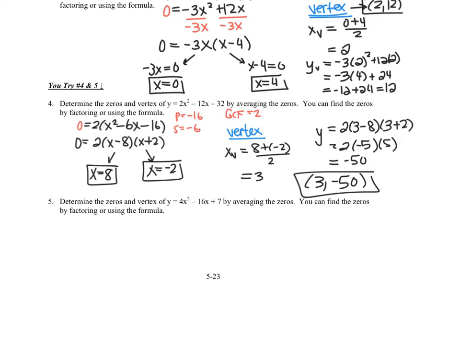Okay, if you got that right and you feel comfortable with averaging the zeros to find your vertex, try number 5 on your own. So pause the video, try it, and then check your work. Otherwise, stay with the video and I'm going to go through number 5 in a little bit more detail.